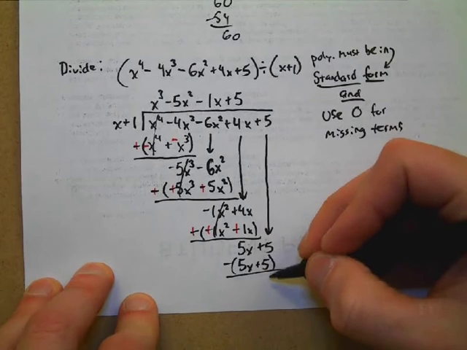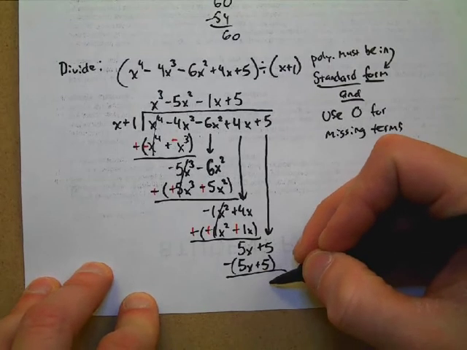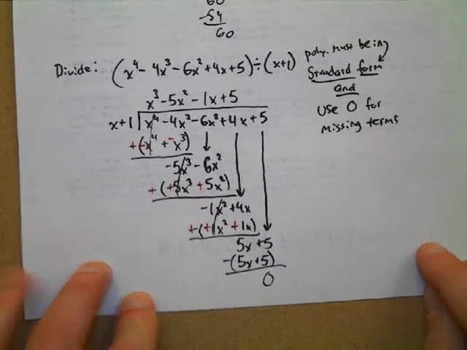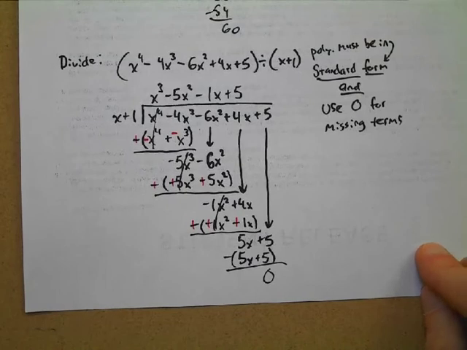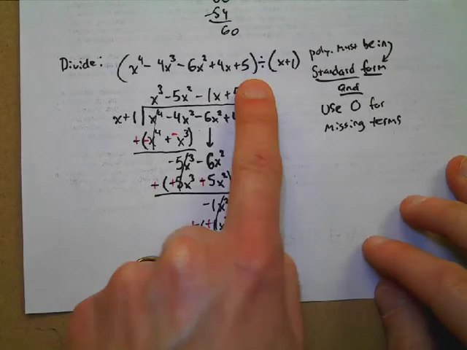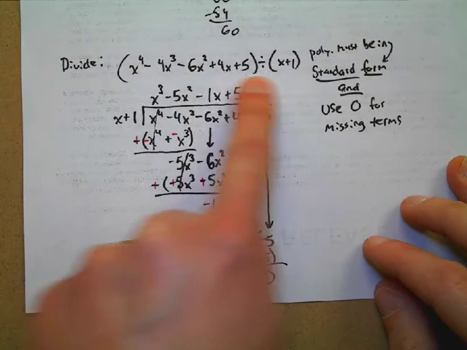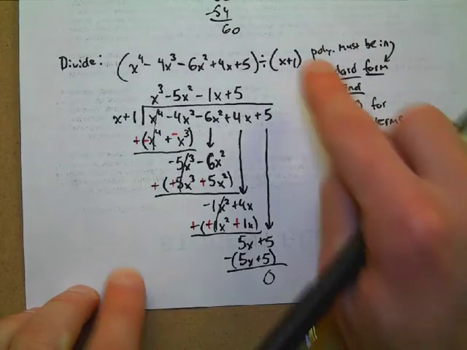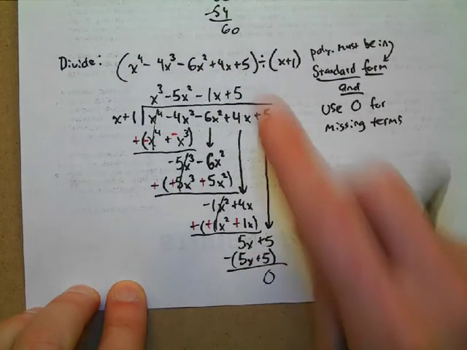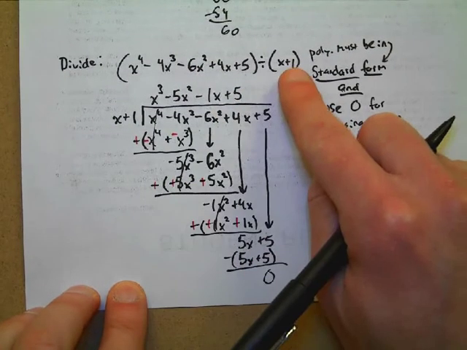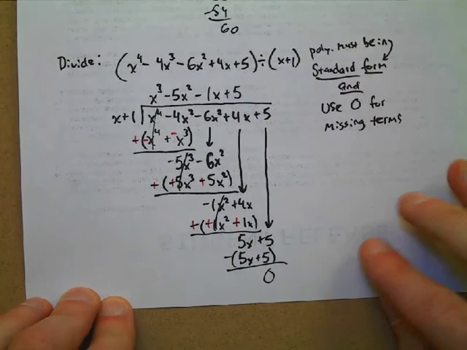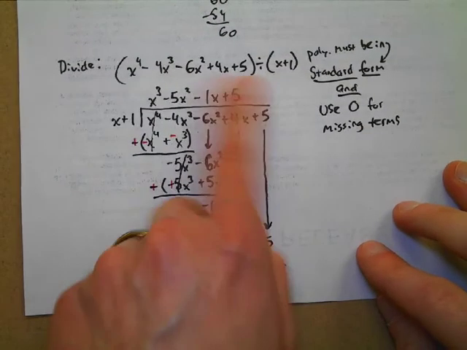So what's our leftover here? What's our remainder? 0. The remainder of 0 tells us that this x plus 1 is a factor of this polynomial, right? X plus 1 evenly divides this polynomial. There's no remainder, so that means this x plus 1 is a factor. All right? So this is another tool that we have to help us factor this polynomial, right?